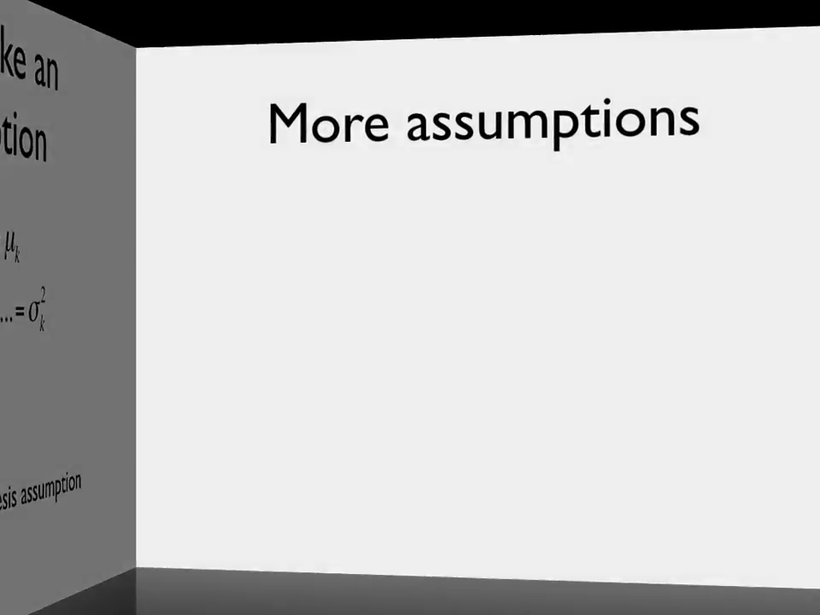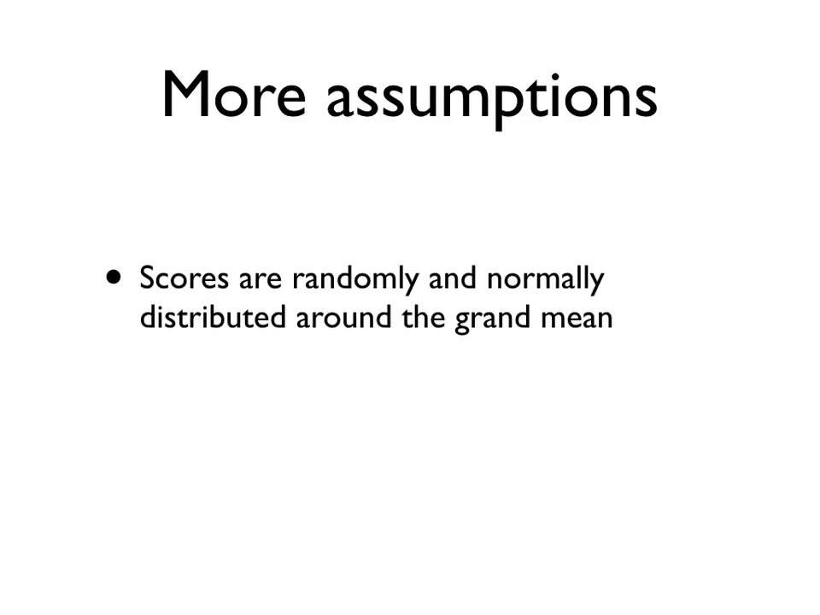More assumptions. The scores are randomly and normally distributed around the grand mean. That's okay. We can violate the crap out of that. Randomly, sure. With one score, the value of one score doesn't tell you what the value of another score is. It's a random process. And it's normal. That's a reasonable assumption.